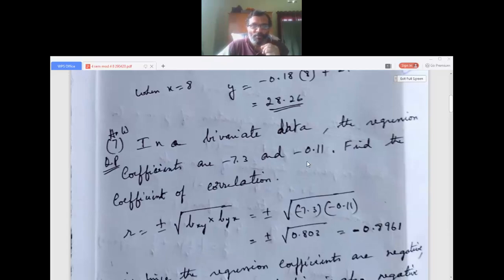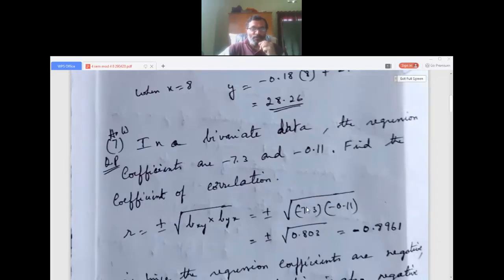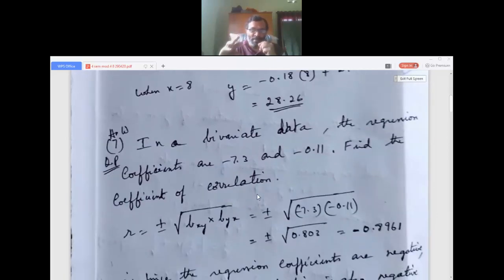First of all, the homework problem which I had given. In a bivariate data, meaning two variables, the regression coefficients are minus 7.3 and minus 0.11. Find the coefficient of correlation. This is the question. The regression coefficients are given. Regression coefficients means bxy and byx. It might be positive or negative, in between minus 1 and plus 1.